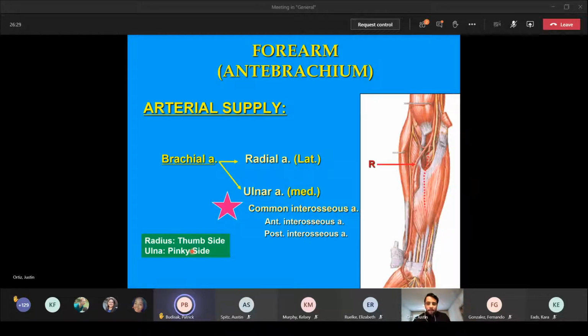Hey, Justin, quick question. So the interosseous membrane connects, did you say the radius and the ulna? Yes. Okay, thank you. Gotcha.